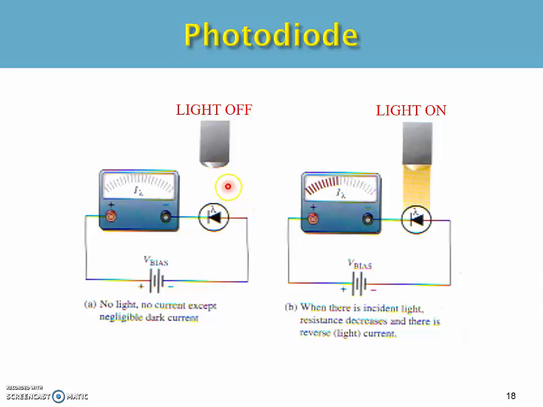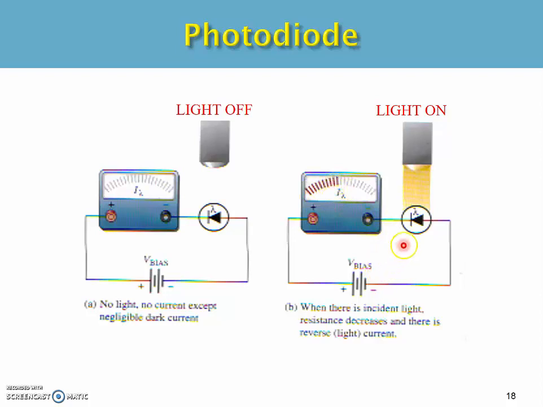These two pictures show that when low light is shining on a photodiode, almost no current is going through the photodiode. When light is shining on the photodiode, the current going through the photodiode increases.